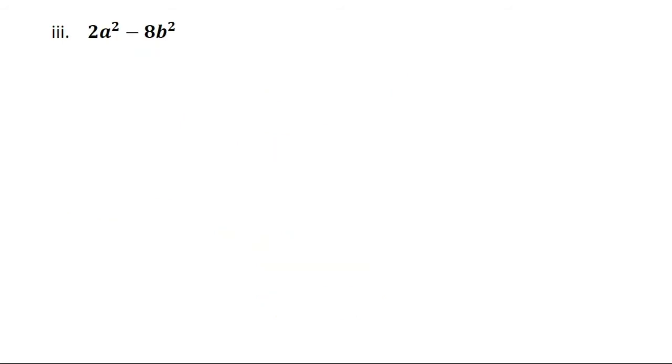Let's take another example: 2a squared minus 8b squared. We are supposed to use the principles of difference of two squares to factorize this. We can see that this, as given, is not a difference of two squares, so we need to do something about it. Now what do we do?